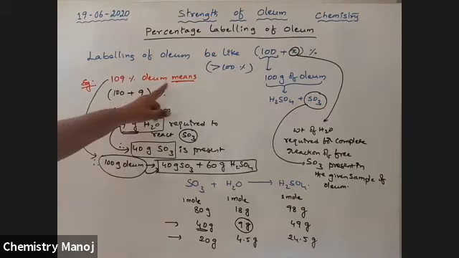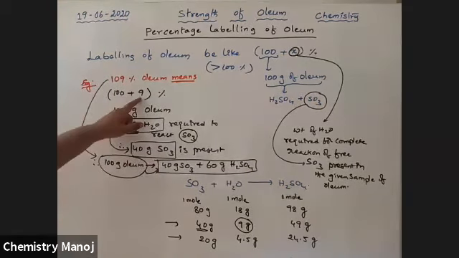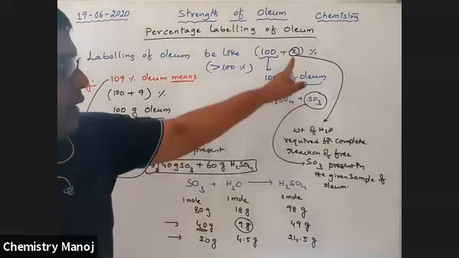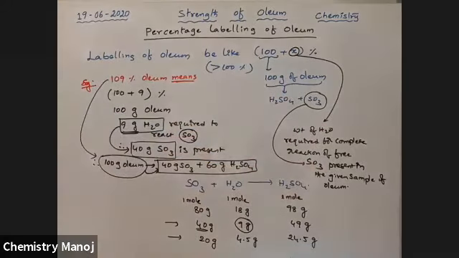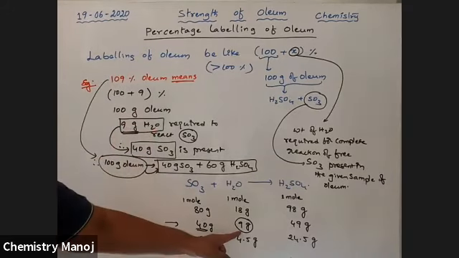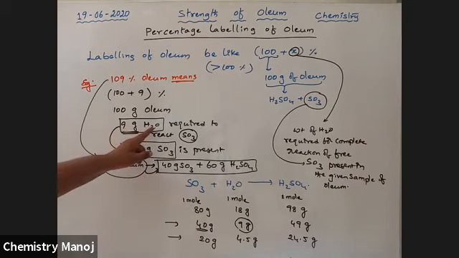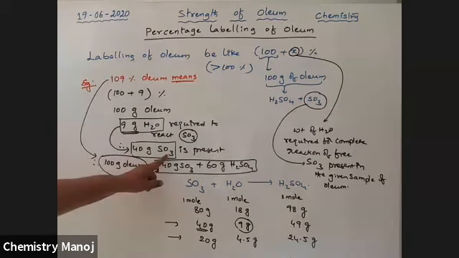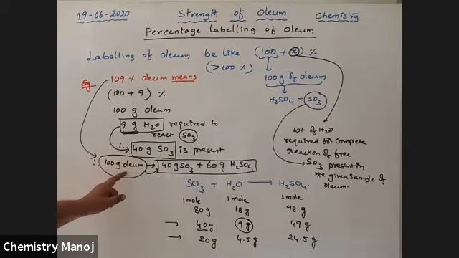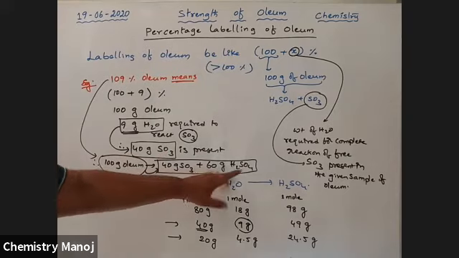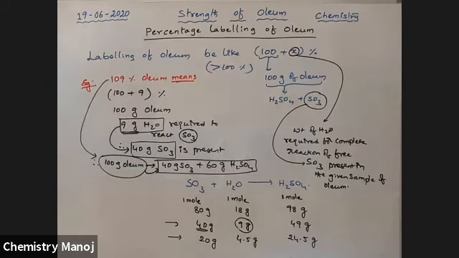So 109% oleum means 100 plus 9. This 9 grams is nothing but the weight of water required to react with the oleum. So 9 grams water is required as per this ratio. Therefore, based on this 9 grams water requirement, 40 grams SO3 is exactly present. So that means in 100 grams oleum, 40 grams SO3 and 60 grams H2SO4 are present. That is the meaning of 109% oleum.